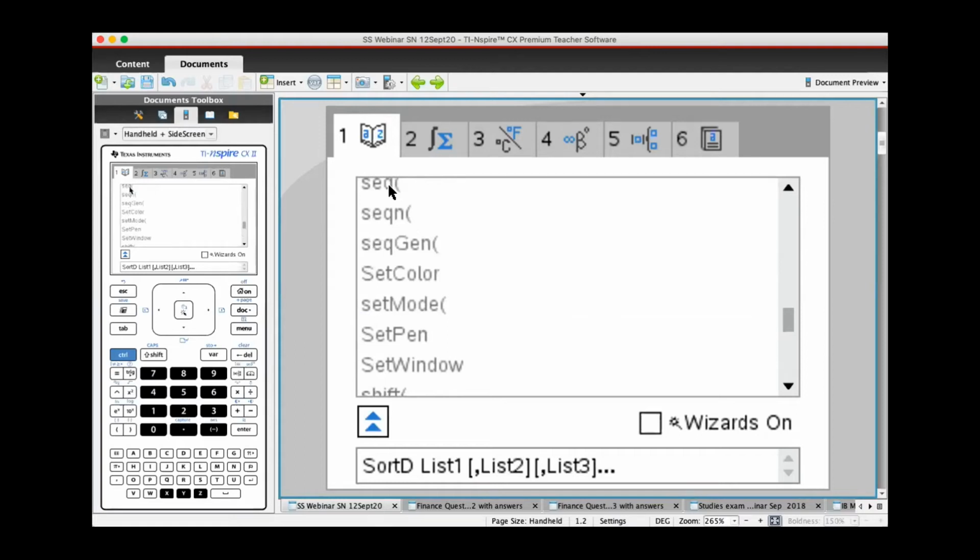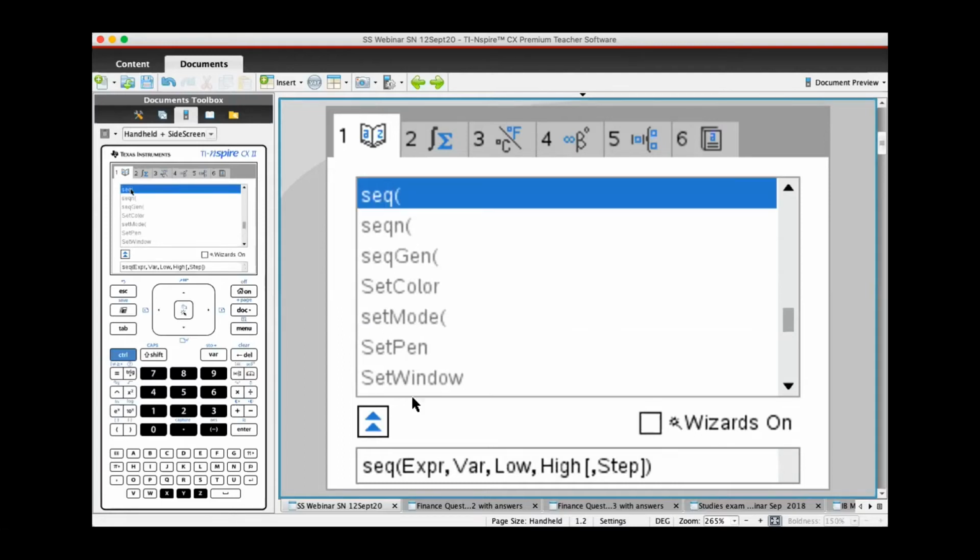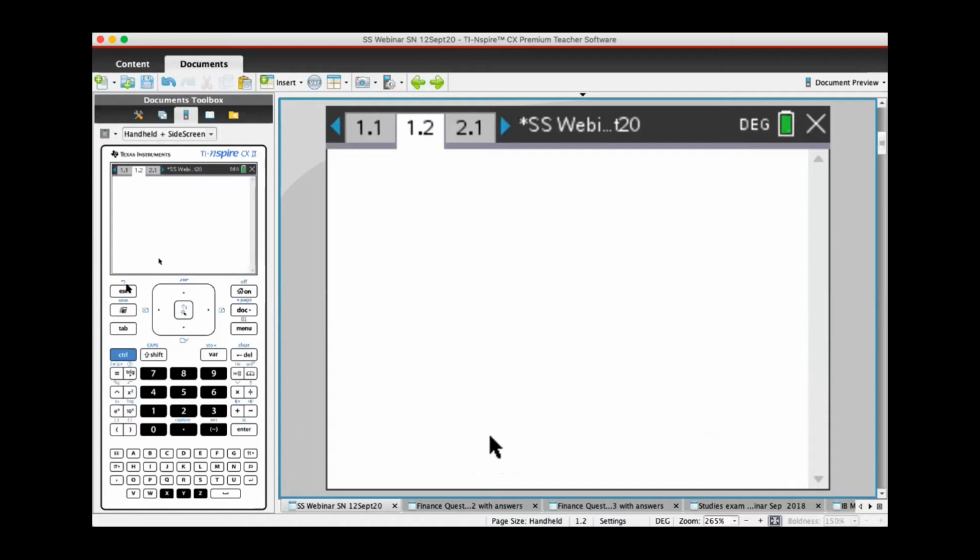So one thing you could do is highlight this one, all right? You see what is displayed at the bottom. It gives you an insight into what has to be entered. To work this out, you need the expression, the variable that you're using, and the low and the high, so how many terms you want. So let's go back. This is one of the ways to get to sequence. I'm escaping this because I want to show you a different way of getting there.